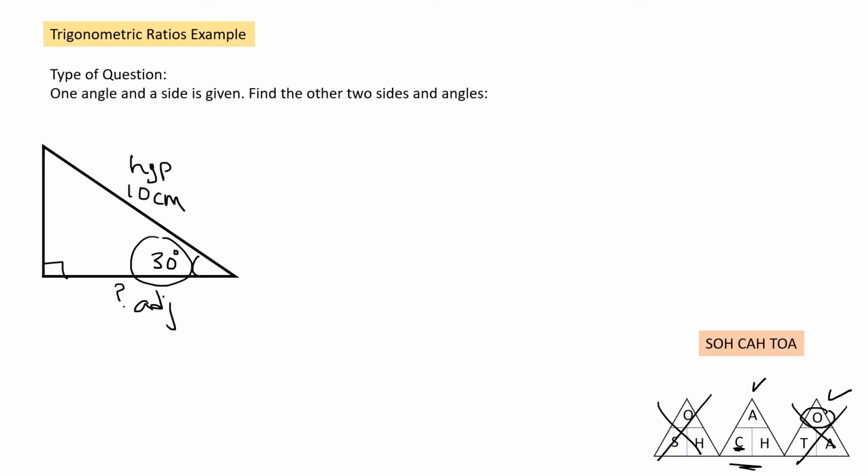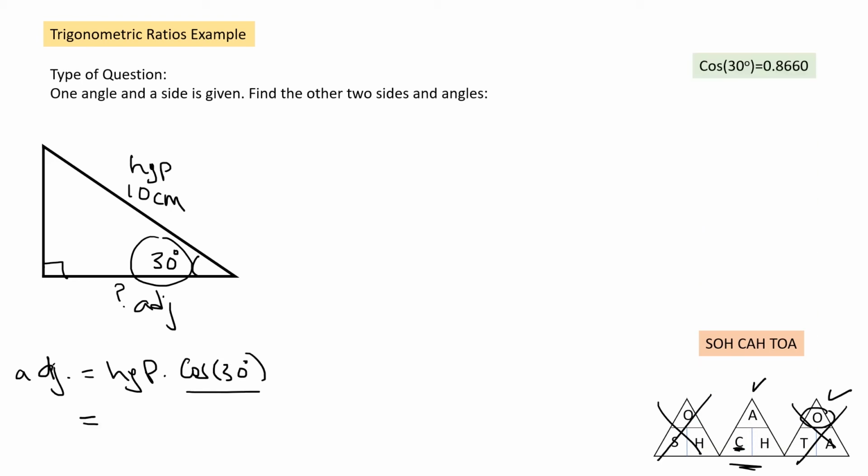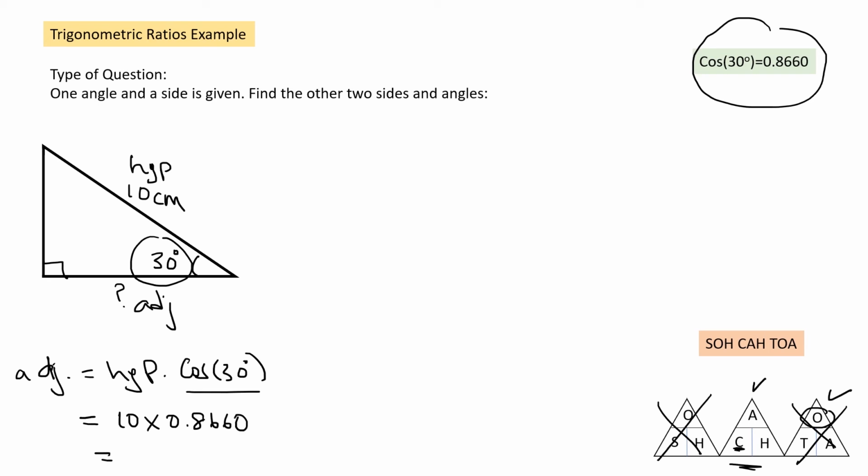Therefore, if you change the subject to adjacent, this is going to be hypotenuse times cos 30. Again, we need to find cosine. If you use the calculator in degree mode, cosine 30 is equal to 0.8660. So the hypotenuse, 10 centimeters, times 0.8660, is equal to 8.660 centimeters. So let's do one more question.